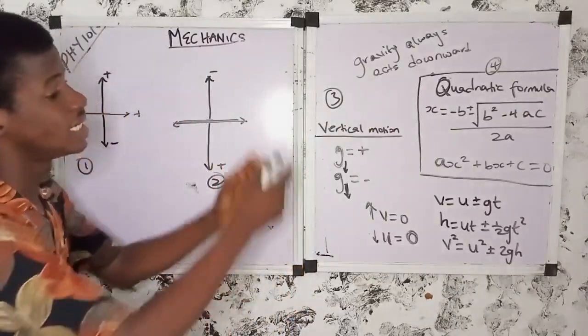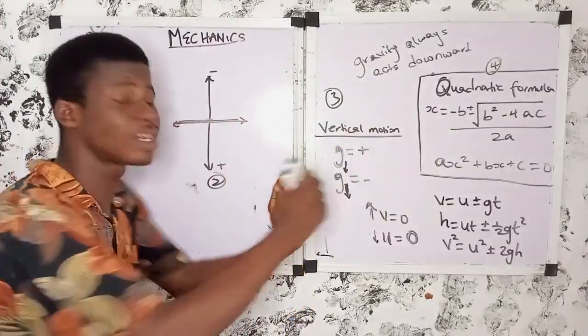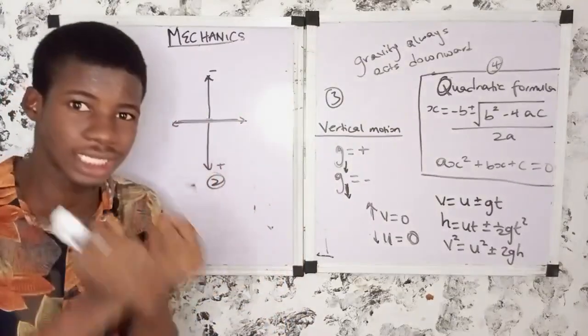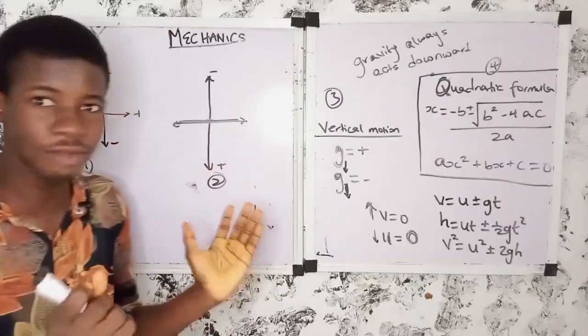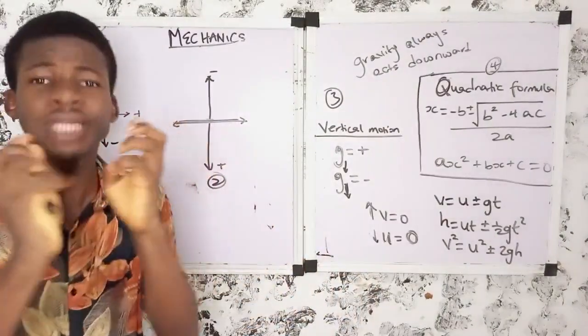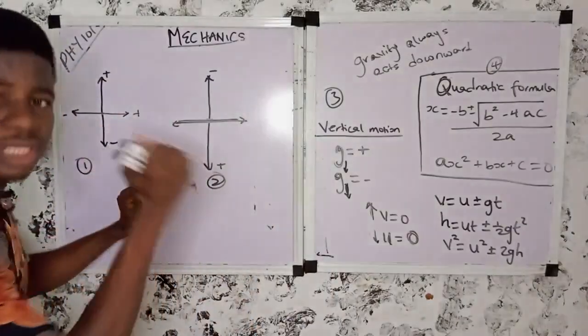The sign of gravity is not affected by the direction of motion. It's only affected by what? By the coordinates you use.